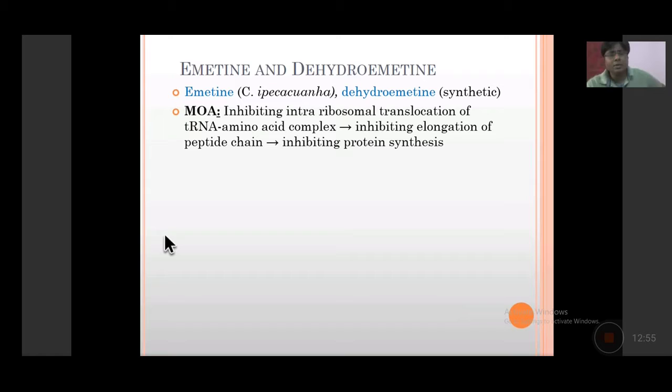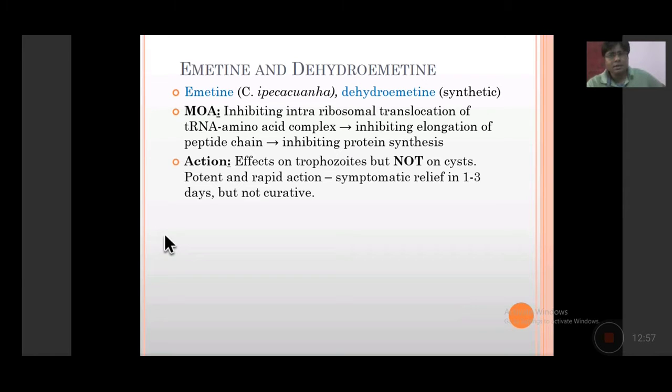Then comes emetine and dehydroemetine. The mechanism of action of emetine is that they inhibit the intraribosomal translocation of the tRNA amino acid complex, which leads to inhibition of elongation of the peptide chain, which ultimately inhibits protein synthesis. So emetine and dehydroemetine are basically protein synthesis inhibitors by this mechanism. And it affects the trophozoite but not the cyst. So the cyst may be spared, which will lead to further infection.